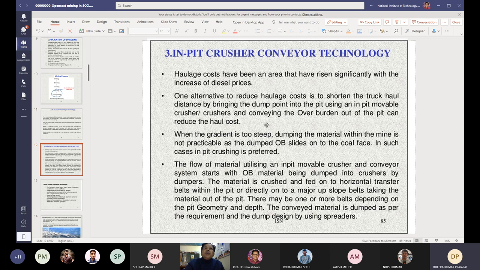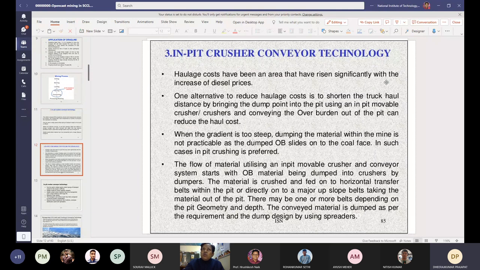Okay. So this in-pit crushing and conveying technology is very much in need in the mining industry nowadays, because haulage costs have risen significantly with the increase of diesel prices. As I have told, if you are going to adopt the truck haulage system, the dumper haulage system, the cost of haulage will be very high. It will rise very significantly because of the increase in diesel prices. Petroleum products are very costly. Diesel is very costly, and if you are using dumpers and trucks, they will consume a huge amount of diesel. Because of that, the cost of haulage will increase very significantly.